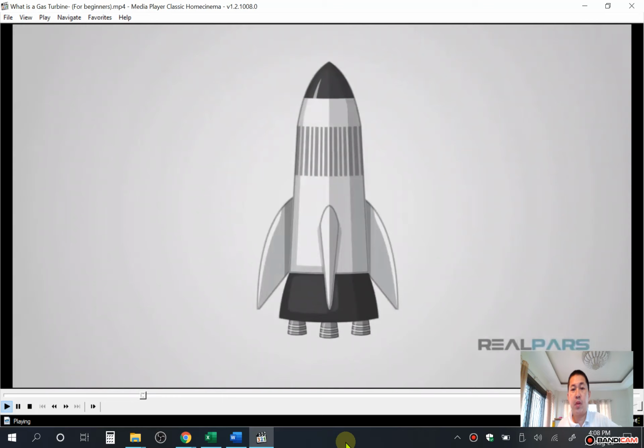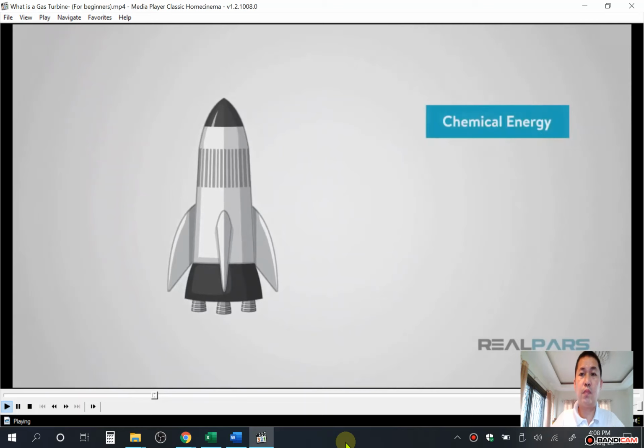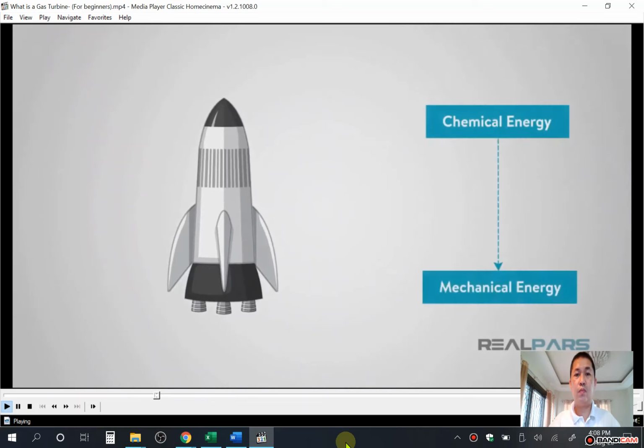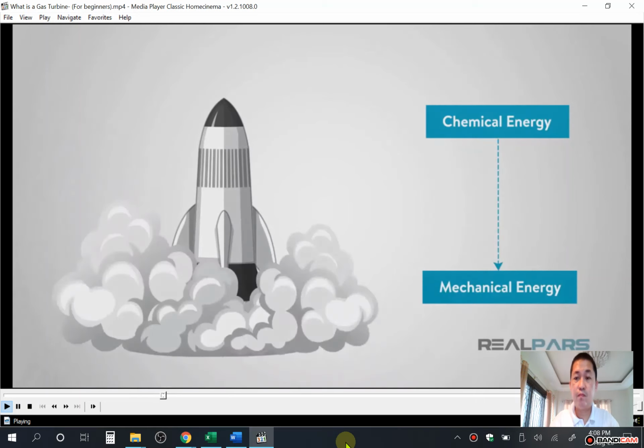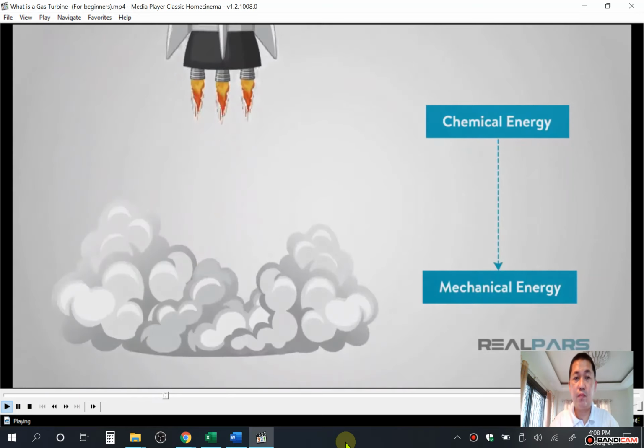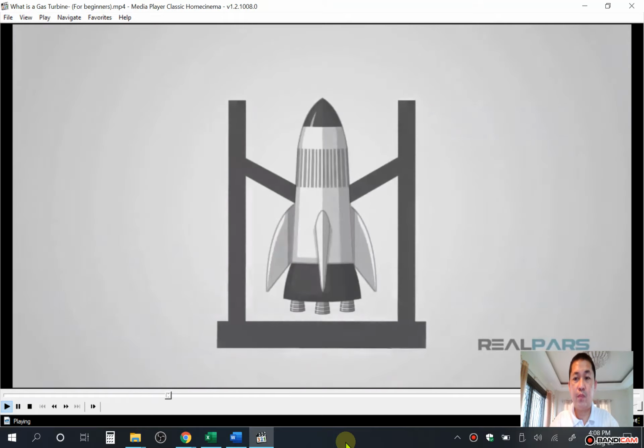First, imagine a rocket in which some fuel is going to burn and create a high-pressure exhaust gas. Based on the energy conservation law, the chemical energy of the fuel is transformed into mechanical energy in the high-pressure exhaust gas. When a rocket is fired, the thrust of this exhaust gas moves the rocket forward. This amount of rocket science is enough for me.